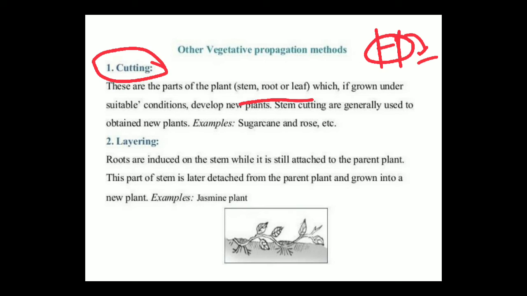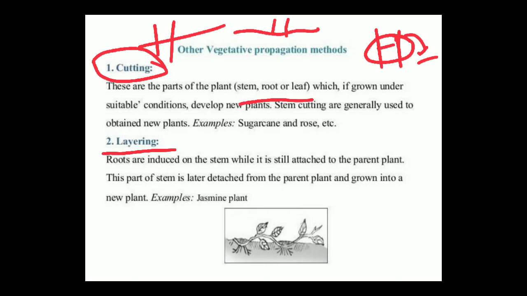Similarly, if you cut the stem of the rose with a sharp knife or blade and you put it in the soil, it will regrow as a new rose plant. Next is layering. Roots are induced on the stem while it is still attached to the parent plant.